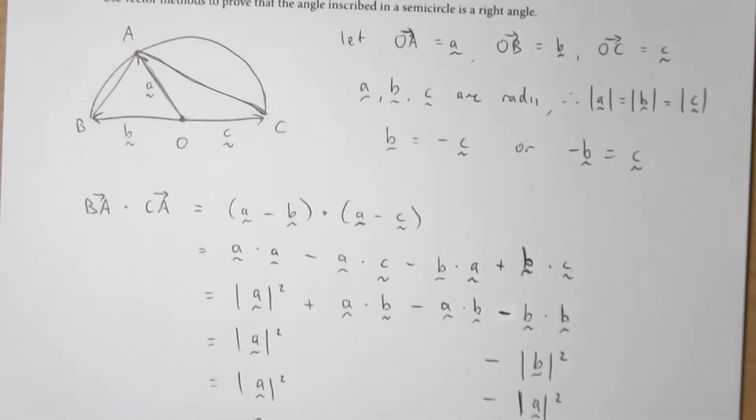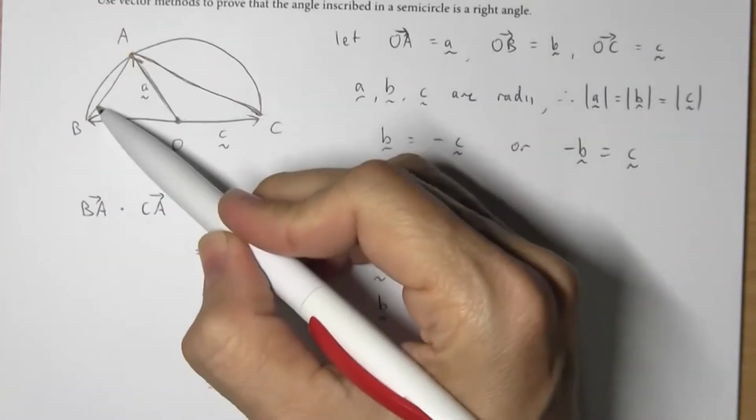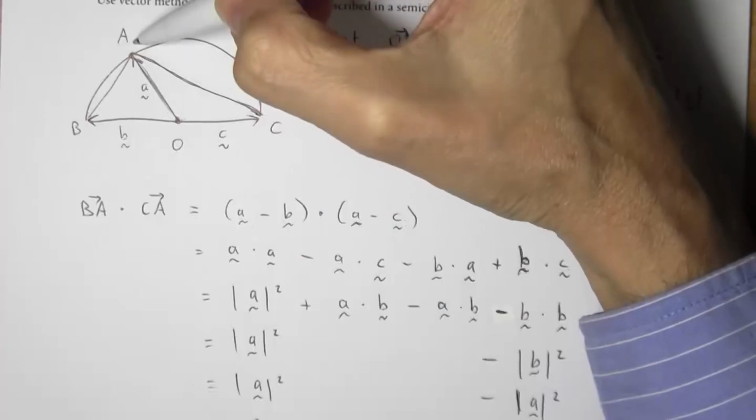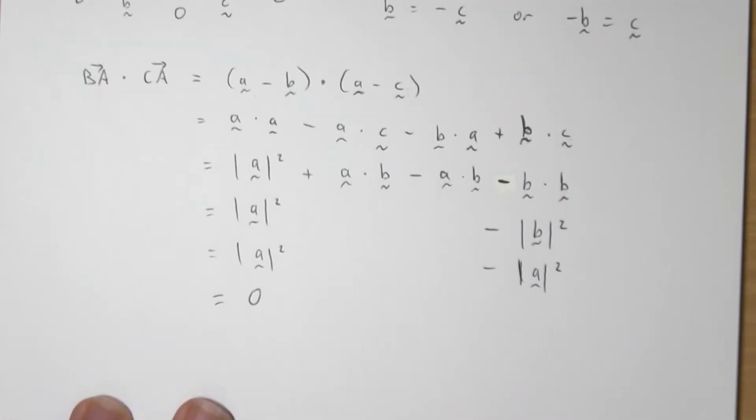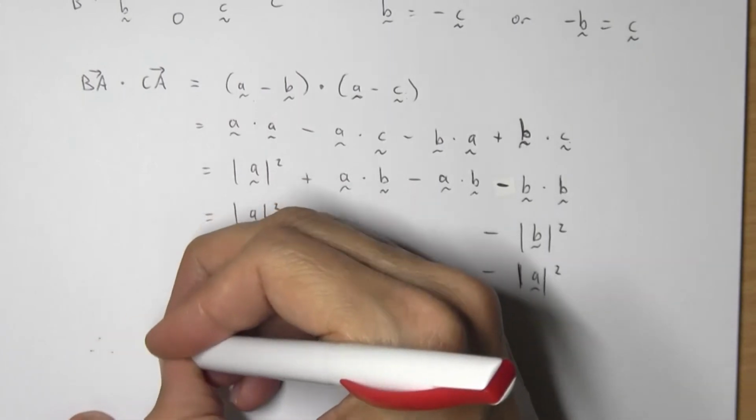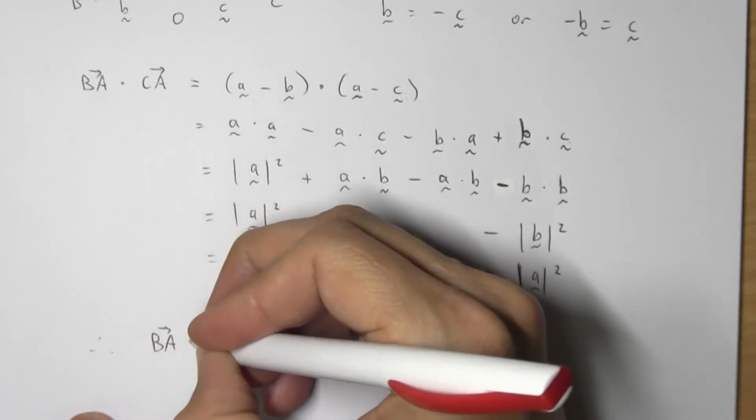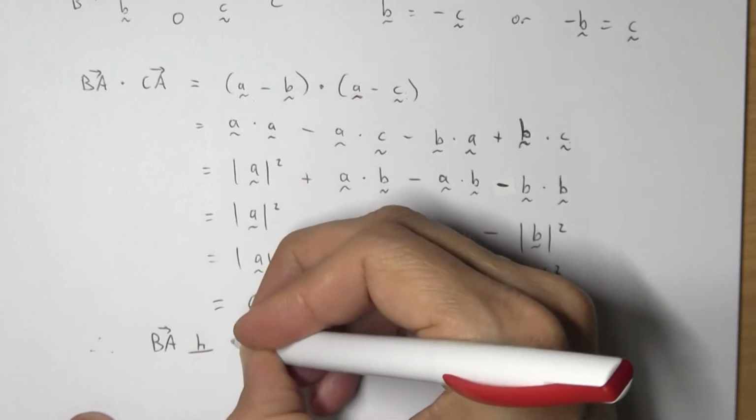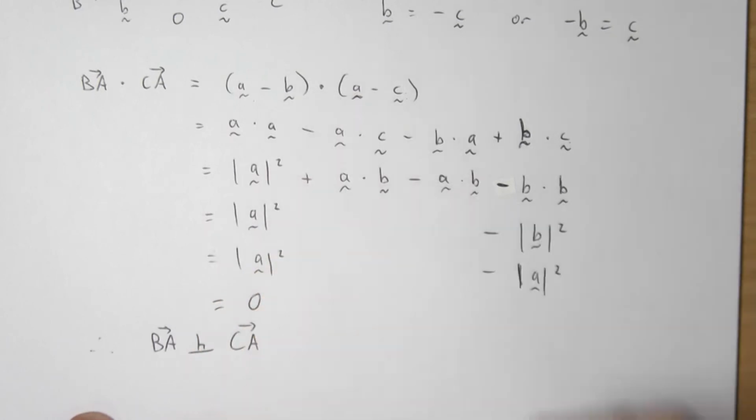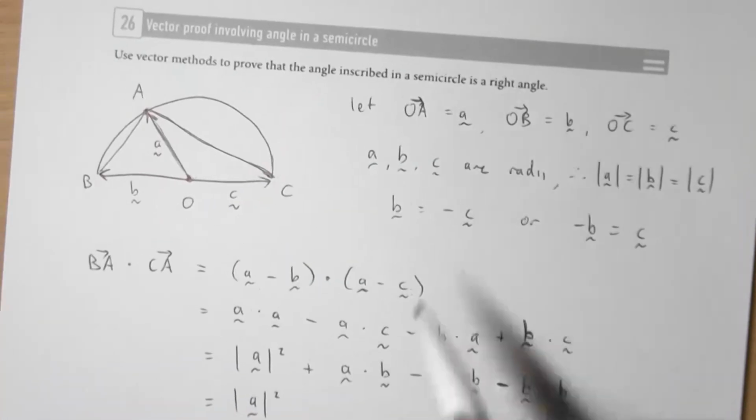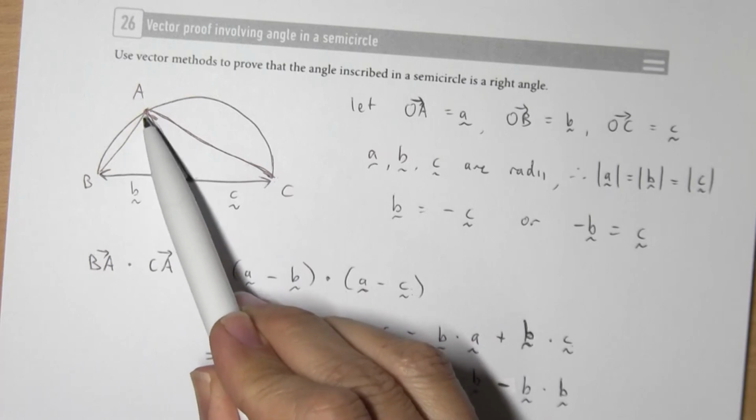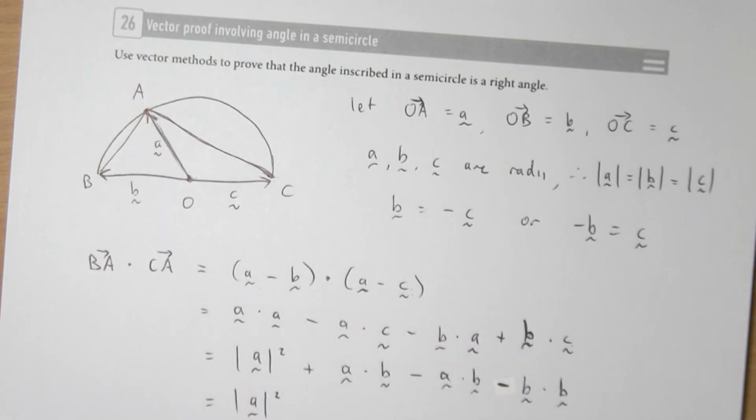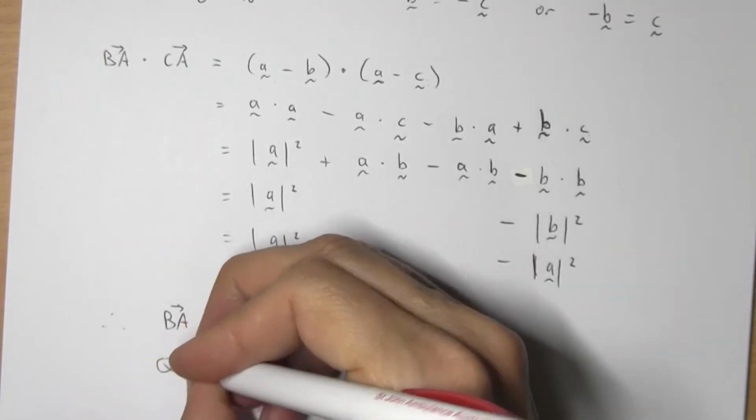What have I shown? I've shown that this vector dot product with this vector is 0. And that means they're perpendicular. Therefore, BA is perpendicular to CA. And that's what I had to prove, that this angle here at the edge of the circumference of the semicircle is a right angle. So I'm done. QED.